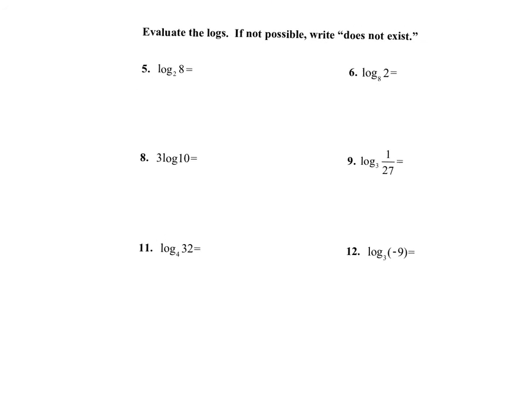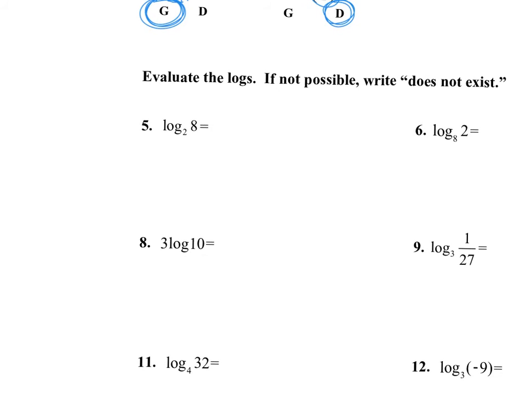All right, here we go. Evaluate the log. If it's not possible, you're going to write does not exist. What's the question you ask yourself here? What 2 to the what power equals 8, right? You're asking yourself 2 to what power is equal to 8? What would that be? It's 3. And again, you don't get a calculator for this, so you really got to think through, okay, 2 times 2 times 2, if you don't just remember that 2 to the third is 8. So your answer here would be 3.